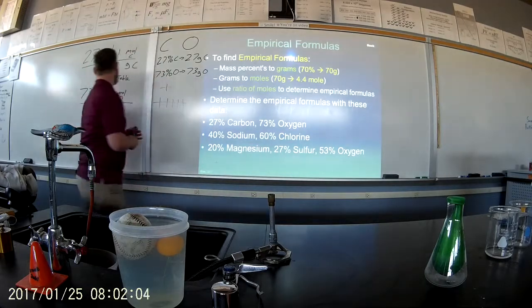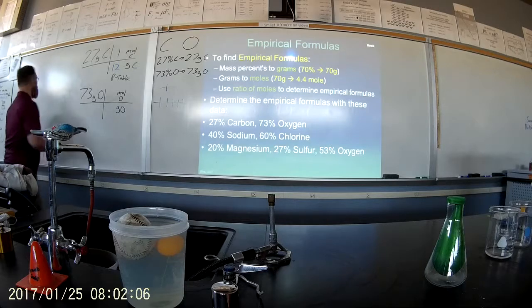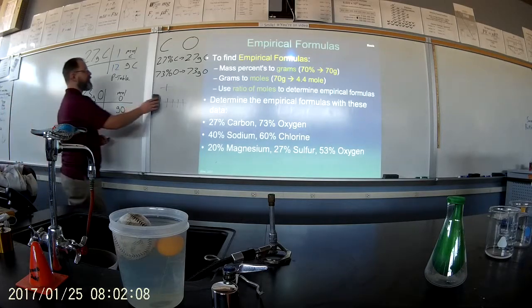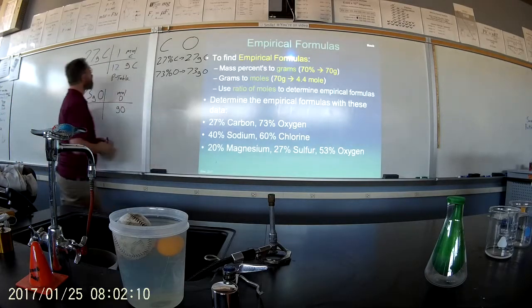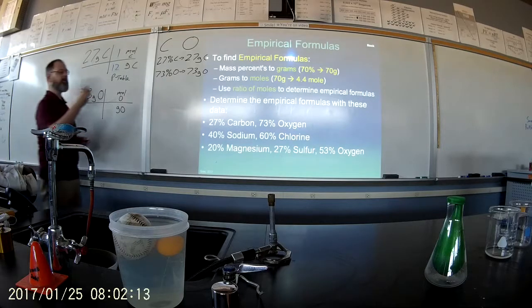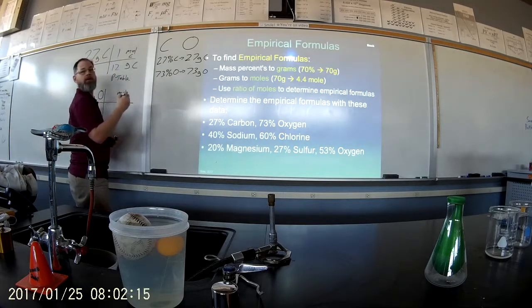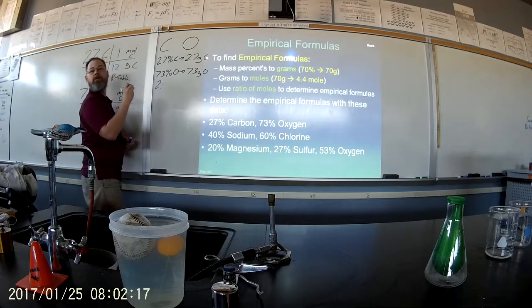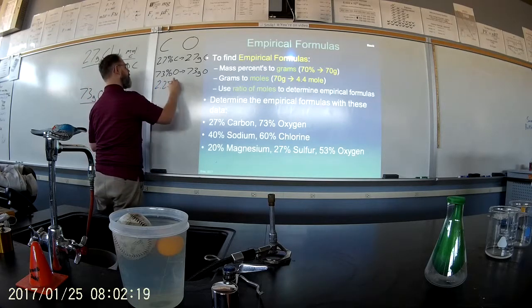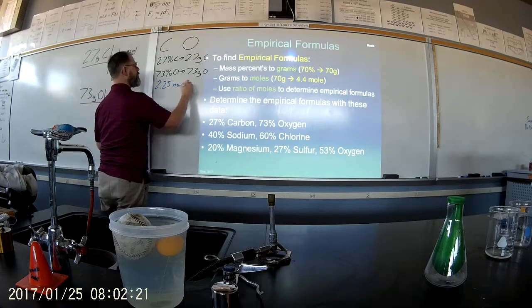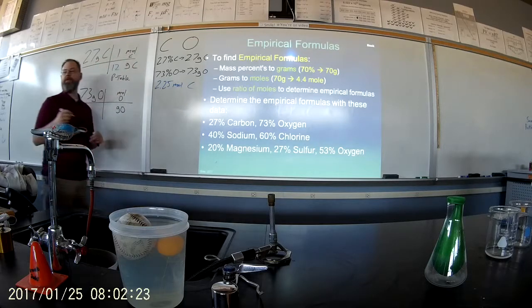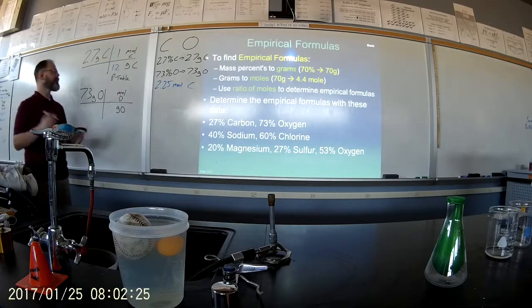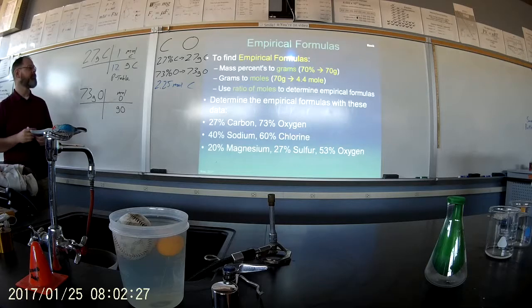So back to this. If we have 27 grams of carbon and 1 mole of carbon is 12 grams, then how many moles of carbon do we have? 2.25? Sounds good. Again, if you round at weird times, perfectly fine. If you round at a different time than your neighbor does, perfectly fine. Okay, so we got 2.25 moles of carbon.